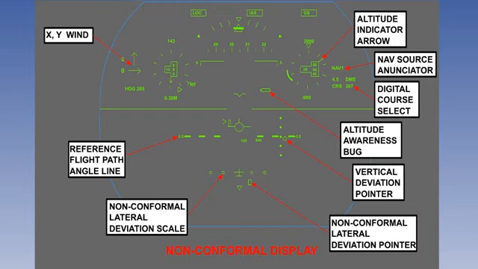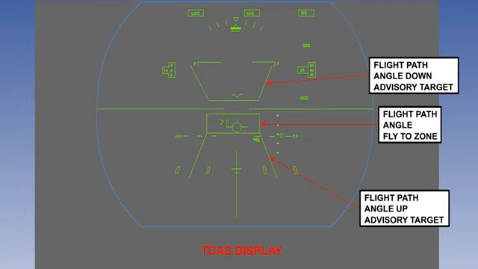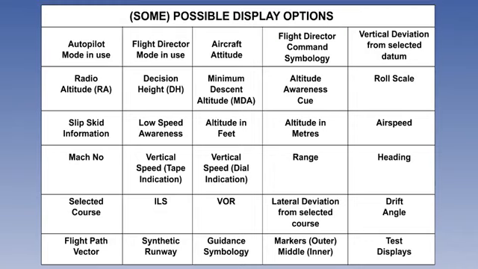Again, pause if you want to. A traffic alert and collision avoidance system, or TCAS, can also be selected. Basically, just about any information generated within the aircraft can be displayed if the customer requires it.